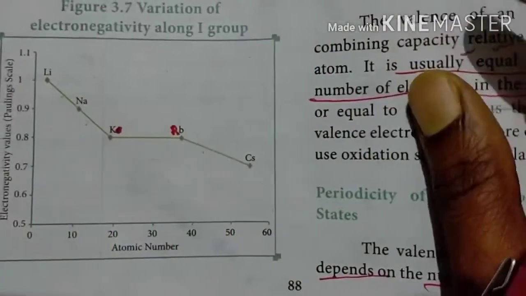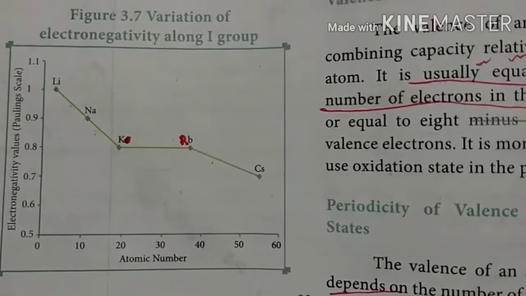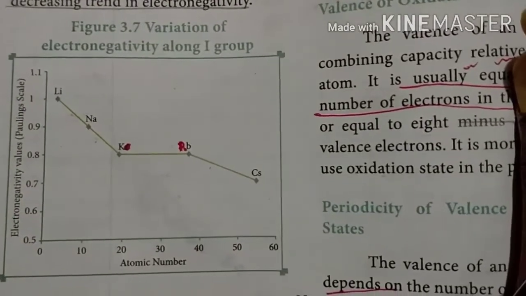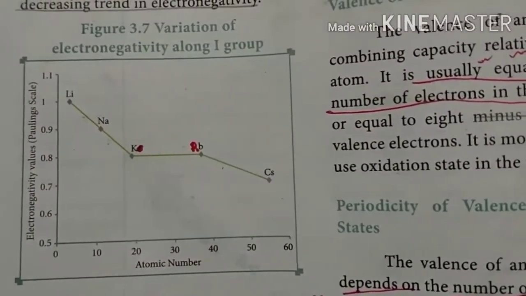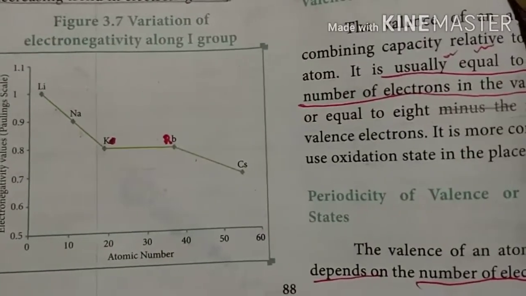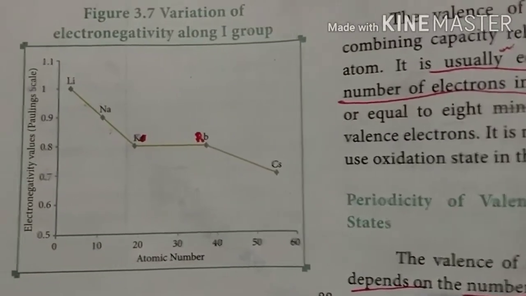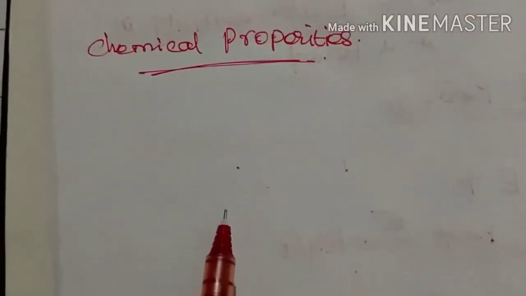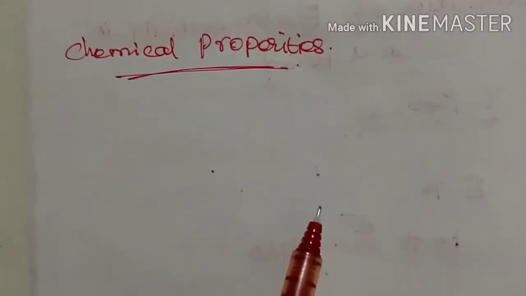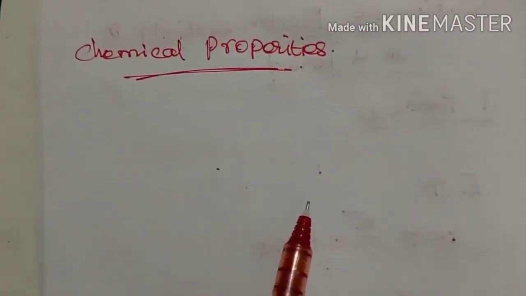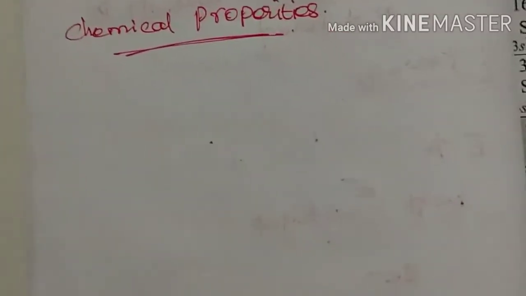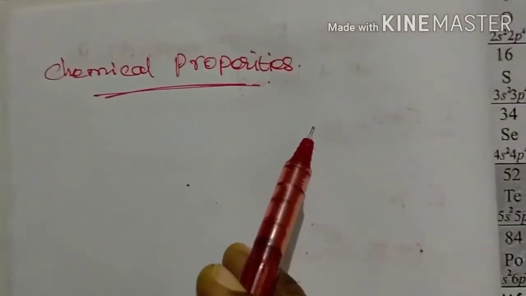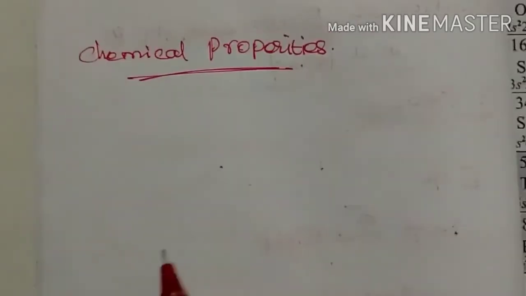So up to here, the variation of the periodic trends of physical properties in the modern periodic table is completed. Next we will look at the next topic, periodic trends in chemical properties of the modern periodic table. The chemical properties like reactivity, valency and oxidation state we will discuss in this topic.